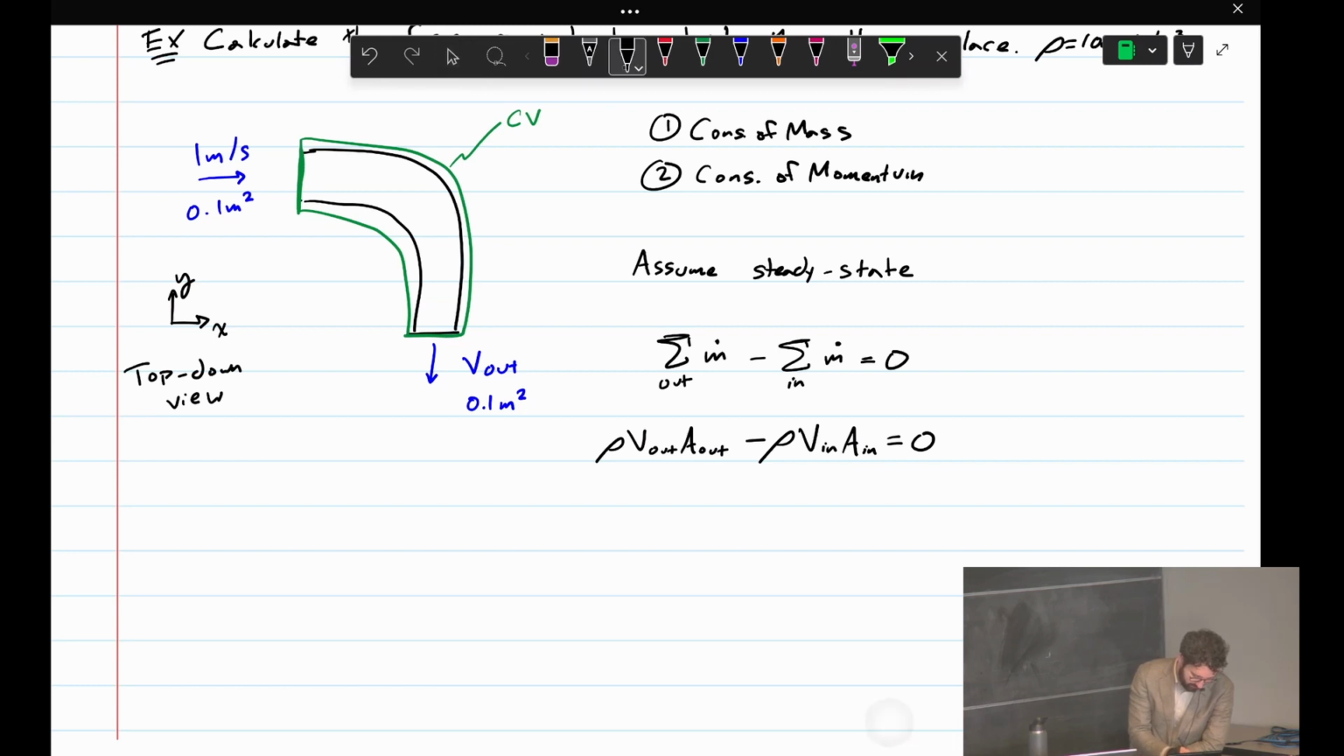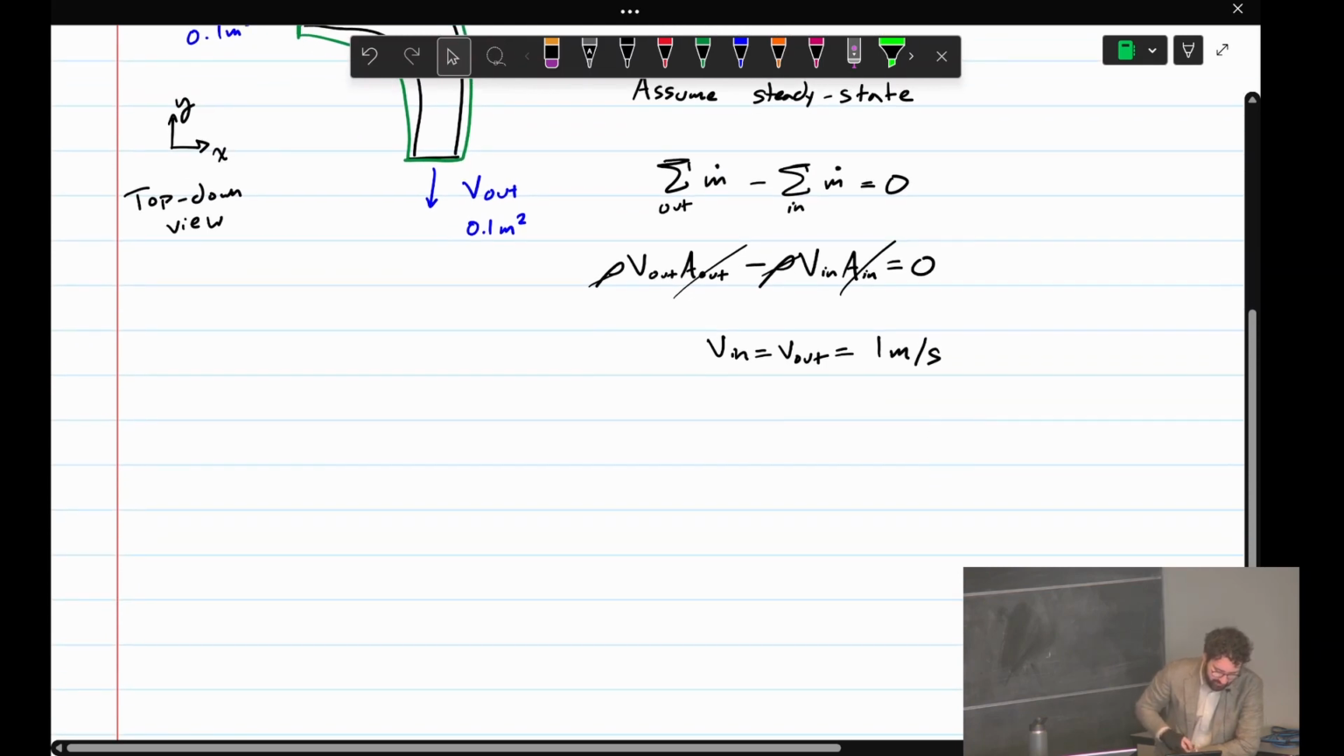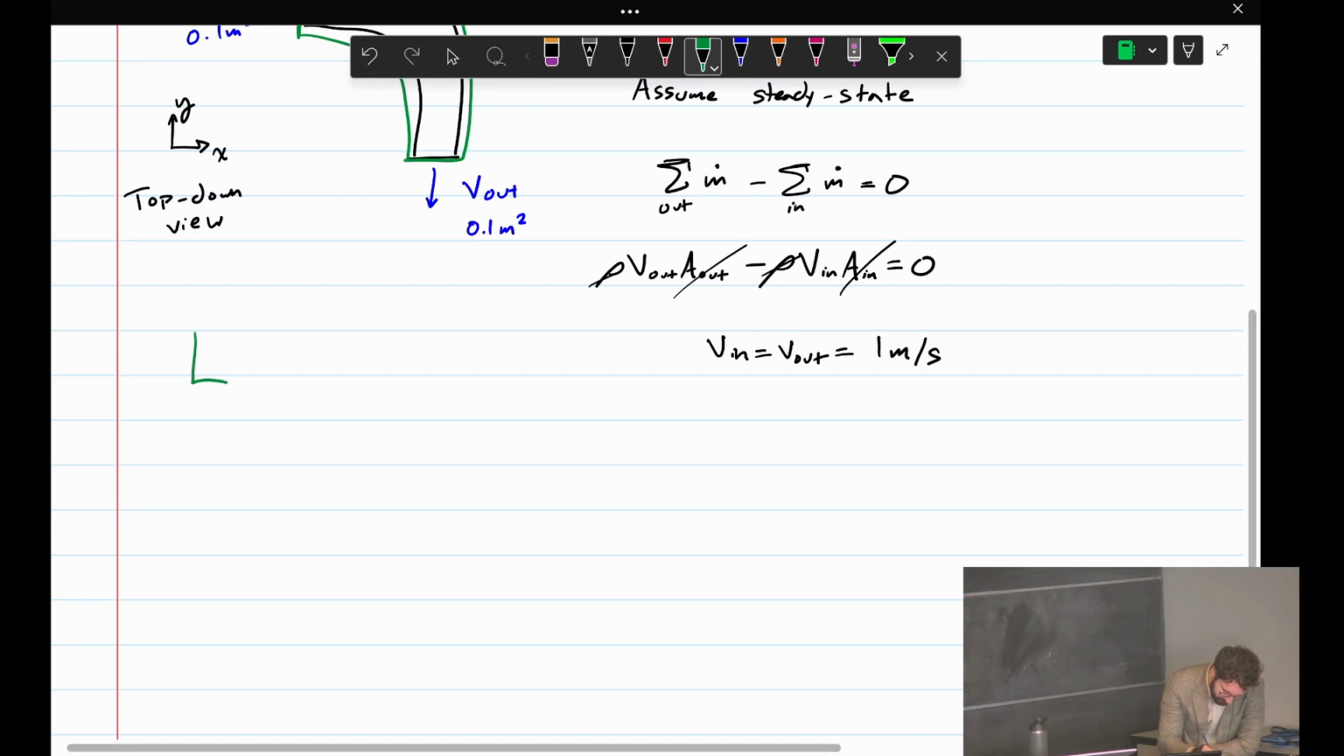So our rhos will cancel, our A's will cancel because A in equals A out, and we get V in equals V out, which is 1 meter per second. So no surprises. We're going to do our momentum conservation now. So I'll draw our free body diagram.